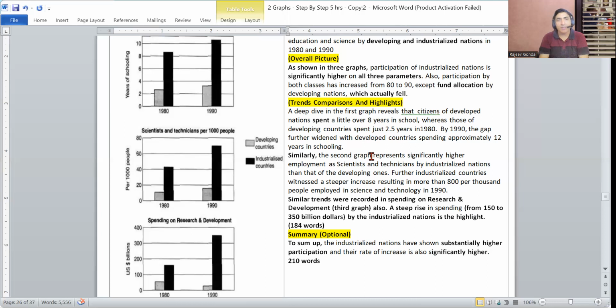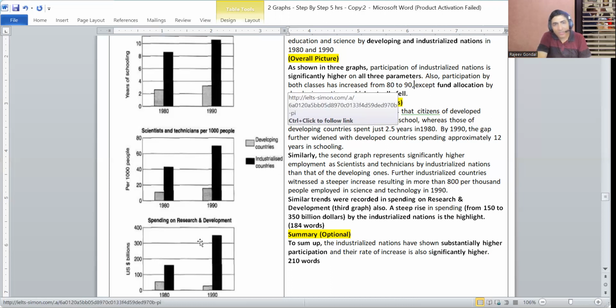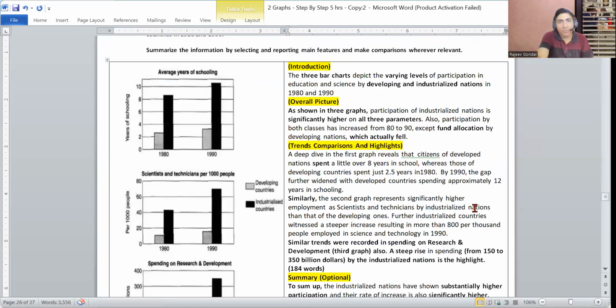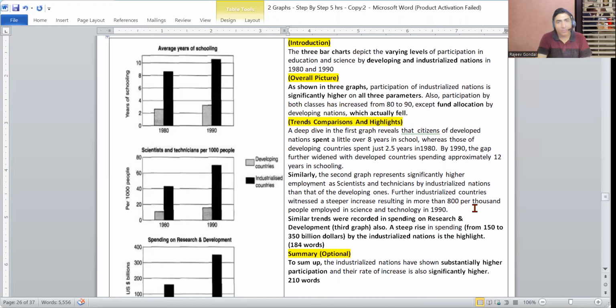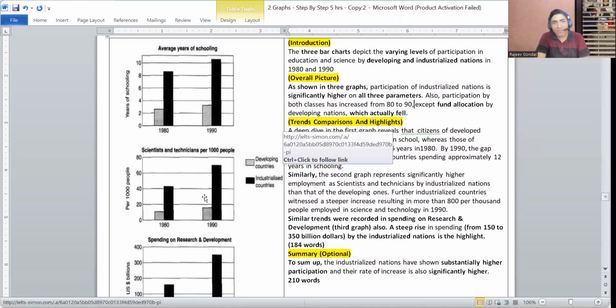How to organize? Start with the first graph. So this first paragraph is devoted to the first graph. Now, when you talk about the second and third graphs, you can make comparisons. While writing about the first graph, you are not supposed to make any comparisons. While writing about the second and third graph, you can draw comparisons and tell what kind of comparisons or contrasts that you can draw.